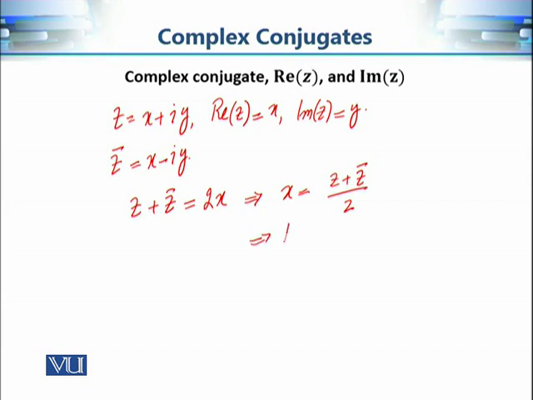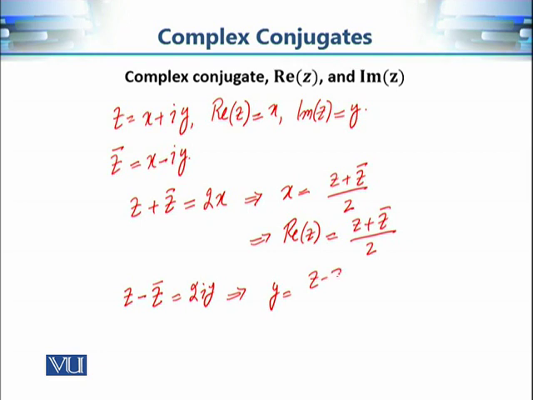So which means that the real part of complex number z is in fact z plus z conjugate divided by 2. And on the same lines, we can calculate z minus z conjugate. So in this case, x and x will be cancelled and we will be getting 2 iota y. This implies that y is equal to z minus z bar or conjugate of z divided by 2 iota. And this implies that the imaginary part of z is in fact z minus z bar divided by 2 iota.